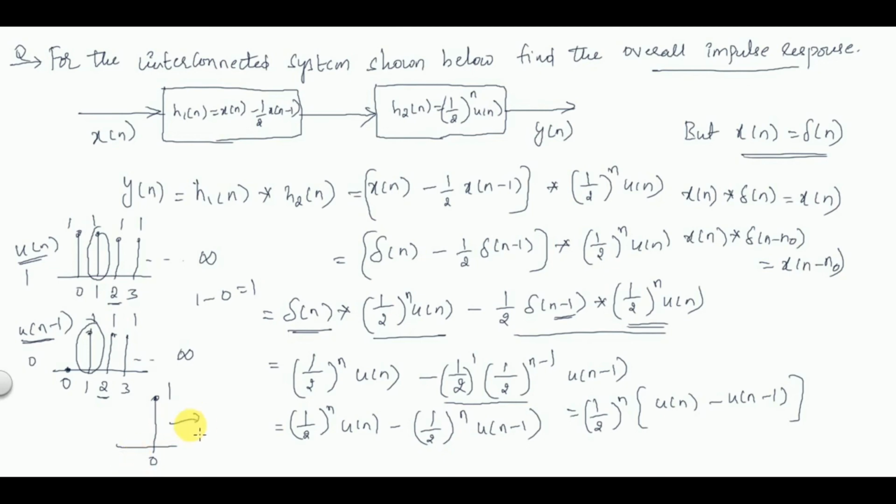So what is this signal called? It is the discrete impulse function, del of n. I already discussed this. So u of n minus u of n minus 1 is your discrete impulse function. So what can we write here? (1 by 2) whole power n into del of n is the answer. So these are the concepts, and this is how we can find the impulse response of interconnected networks.